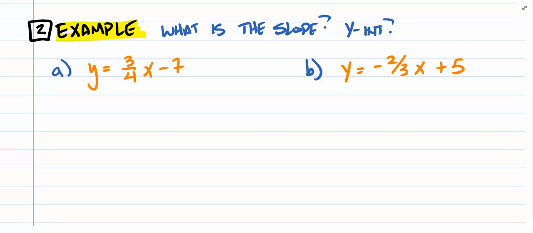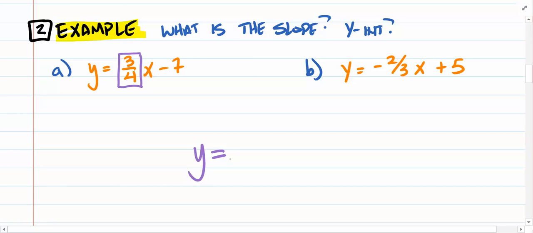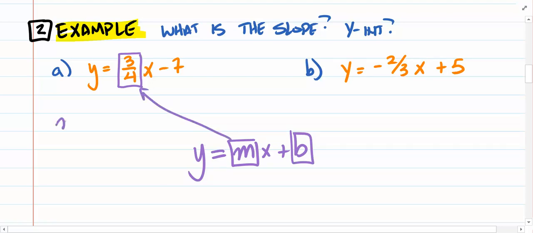Okay, box number 2, let's do an example. What is the slope and the y-intercept? Well, there's no tricks here. The slope is just the value that is right in front of the x when the equation is written in the form of mx plus b. The slope, of course, is the m, the b is the y-intercept. So for this problem, m would be 3/4, and b would be -7.